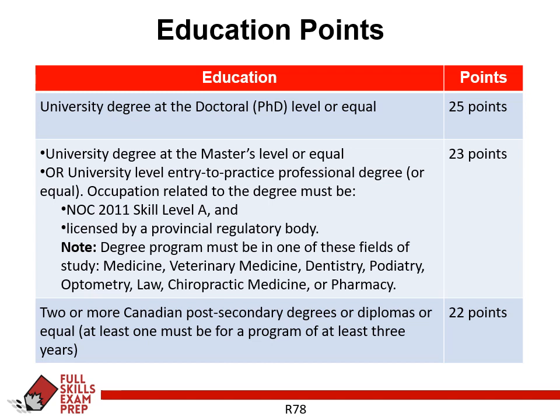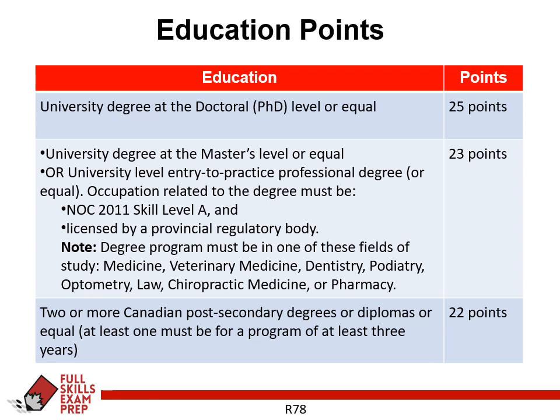Okay, so we could see that somebody with a PhD would receive 25 points, which is the maximum. Okay, just under that, at 23 points, is somebody with a master's degree. With 23 points, you have another option, and that is a university level entry to practice professional degree. Of course, with any degrees, really, the equivalent is accepted as well.